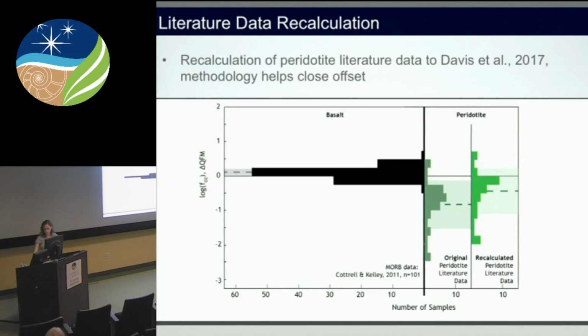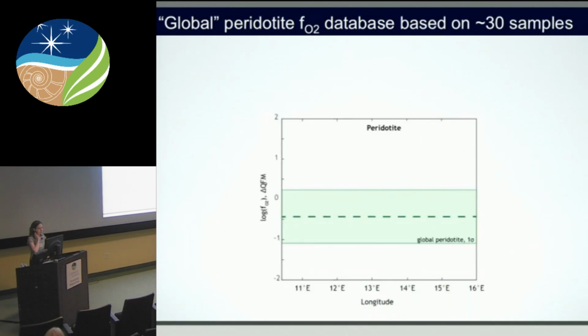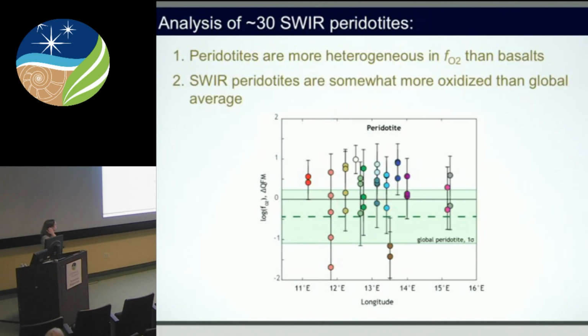So that is narrowed a bit, but that doesn't get at the overall issue that this global data set is not truly a global data set, and that we're looking at things from different locations. So this is the global peridotite range, and for the southwest Indian Ridge, this is what we found.